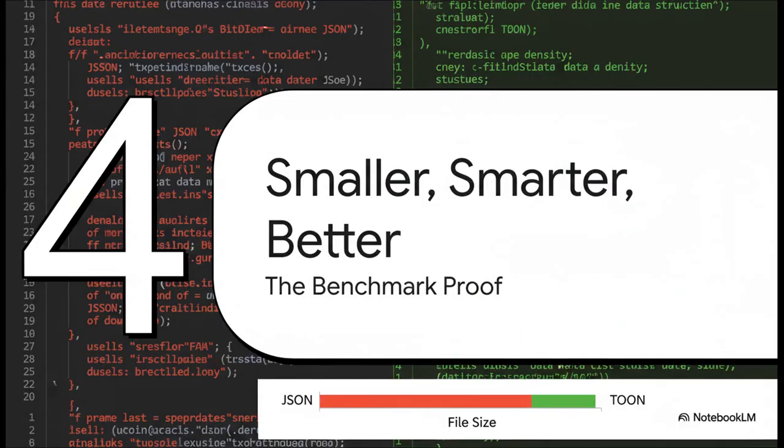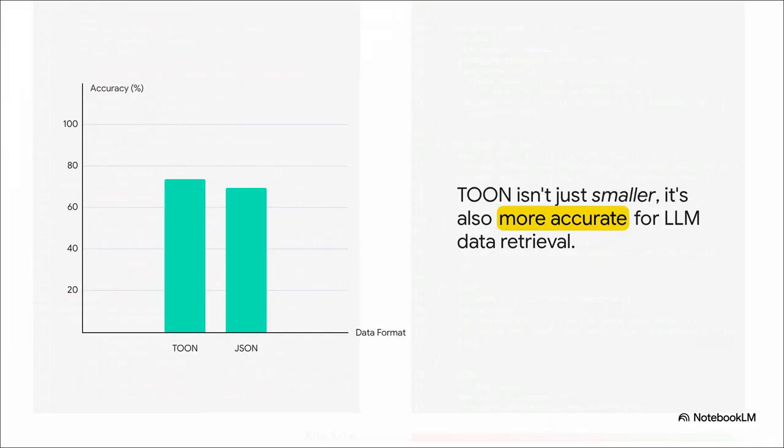But of course, saving tokens is completely meaningless if the LLM can't understand the data. So let's look at the benchmarks and see how TOON actually performs when it comes to model comprehension. Now this is what's really interesting. TOON isn't just smaller, it actually improves accuracy. In data retrieval tests across 4 major models, TOON hit a nearly 74% success rate. That's compared to just under 70% for standard JSON. So it's not just cheaper, it's better.